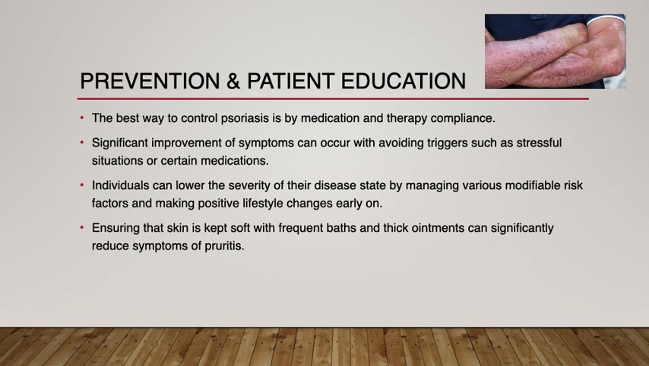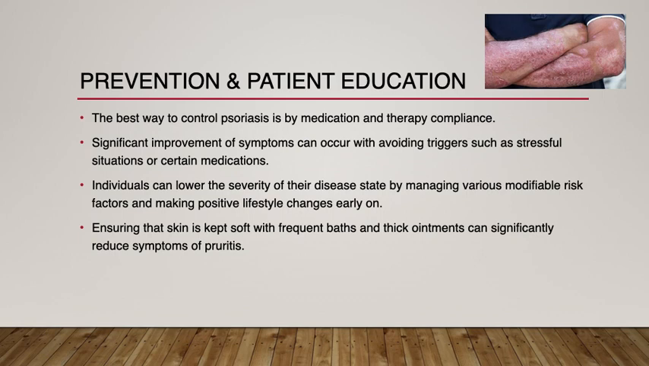Though there's no way to prevent psoriasis flares, there are always ways to keep it under control. This will allow patients to reduce their psoriasis flares and lower their risk of developing certain comorbidities. The best way to control psoriasis is by medication and therapy compliance. Avoiding certain triggers such as stressful situations or certain medications can significantly improve symptoms over time. For symptomatic improvement of pruritus, patients can ensure that skin is kept soft with frequent baths and thick ointments.